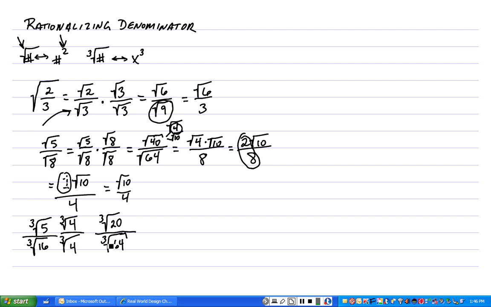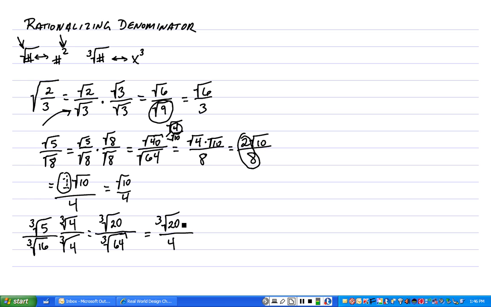So cube root of 64, now I have a perfect cube, which gives me, what is that, 4, right? Cube root of 64 is 4, and in the numerator 20, it cannot be broken down by any perfect cubes because the only option I could use would be 8, and 8 doesn't go into 20 evenly, so it would stay under the cube root. So this is what I would have: cube root of 20 over 4.